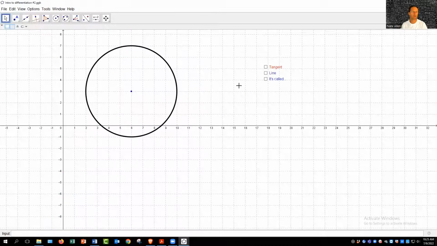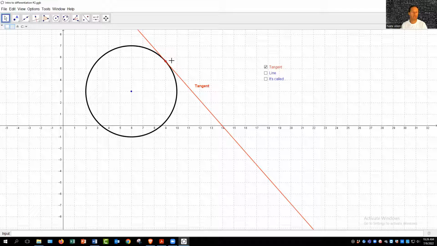Let's take a look at a circle, which is not a function. We know it's not a function because it doesn't pass the vertical line test, nor would its inverse be, because it fails the horizontal line test. But this still has an equation, and we may still want to know the rate of change. So again, we can always find the slope of a line. And what do we need in order to find the slope of a line?